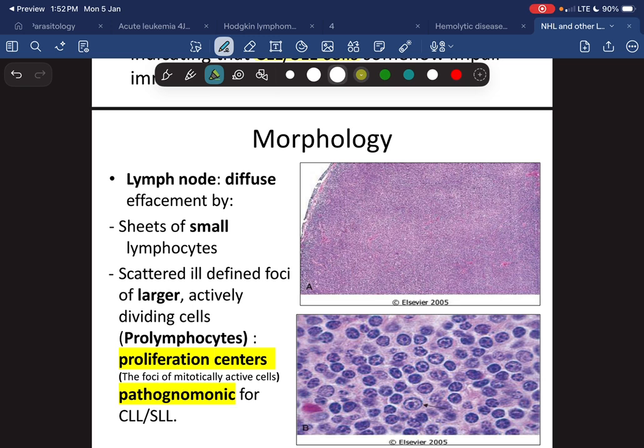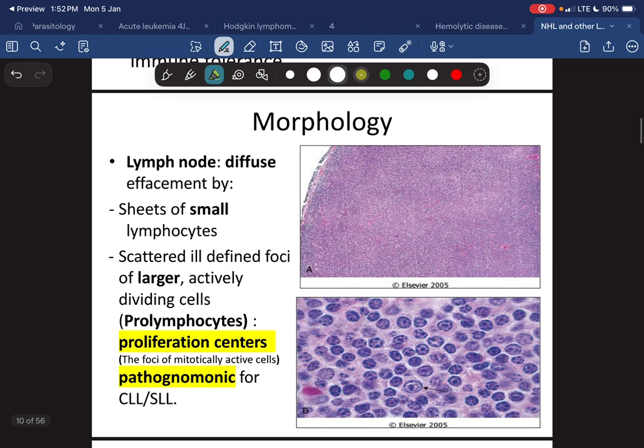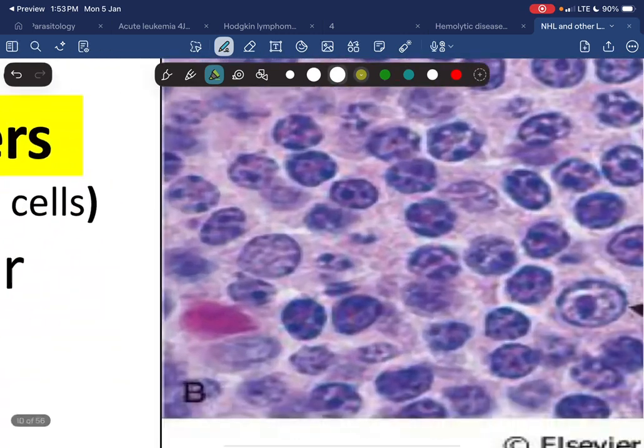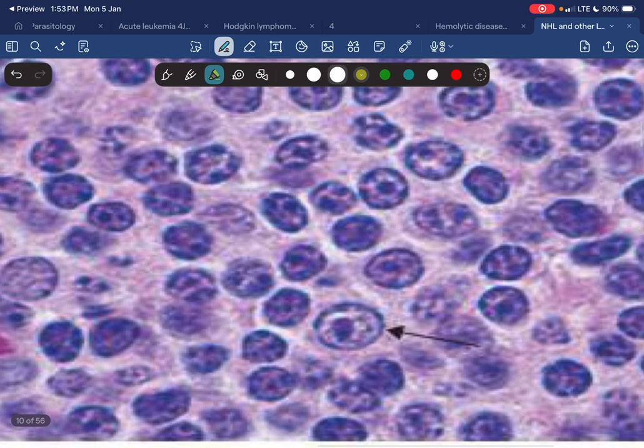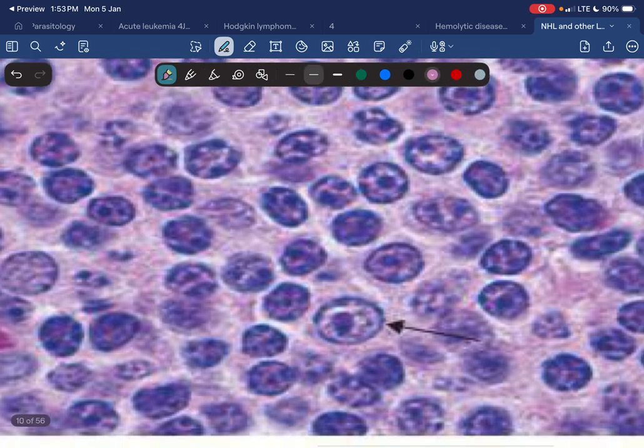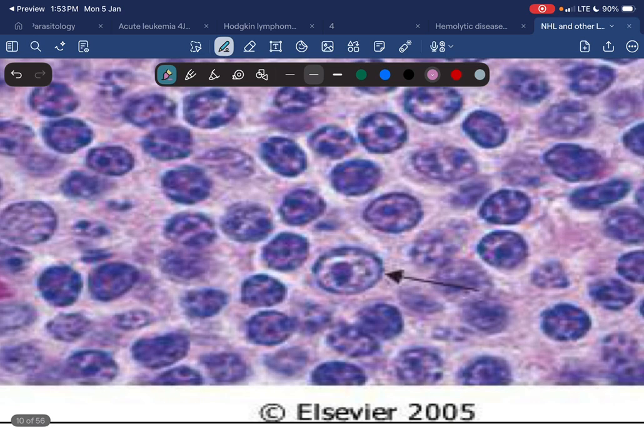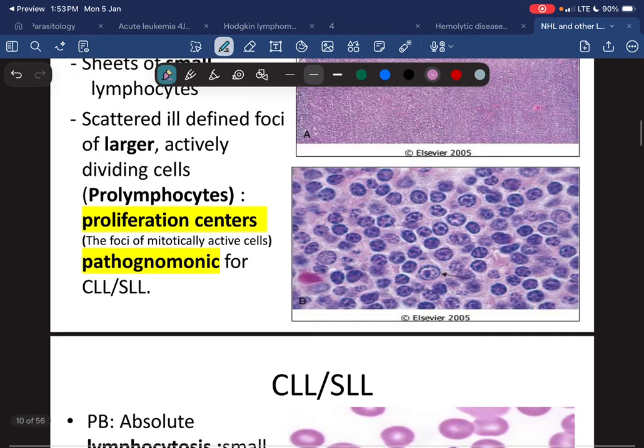In this picture, on the top, you can see effacement of the normal histology of the lymph node with scattered pale foci. These pale foci are present throughout the lymph node. When we zoom in on them, these foci contain what? A collection of pro-lymphocytes, which are active with open chromatin and prominent nucleoli. These are the proliferation centers, which we said are pathognomonic of SLL.